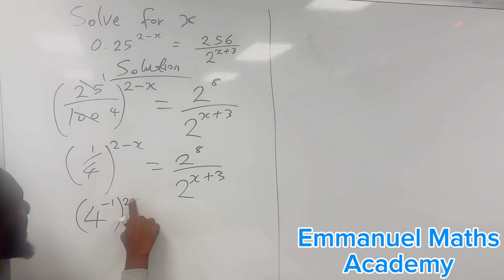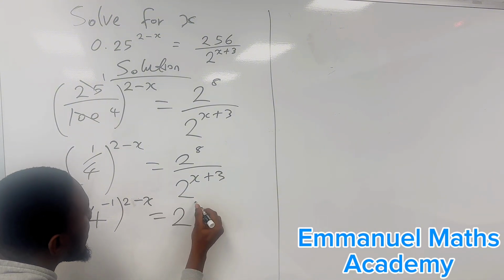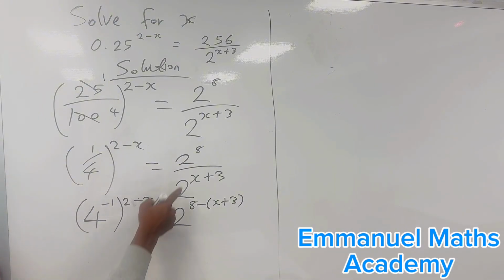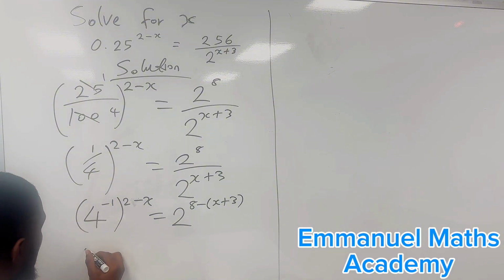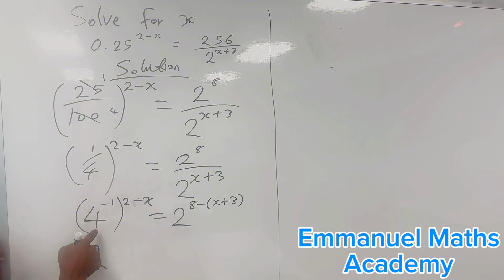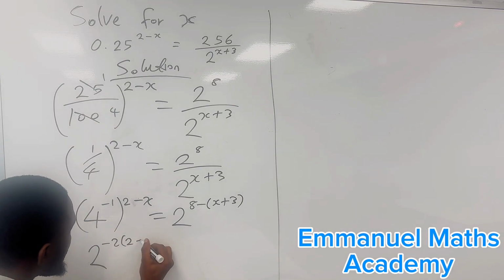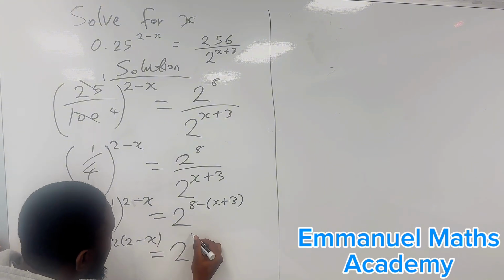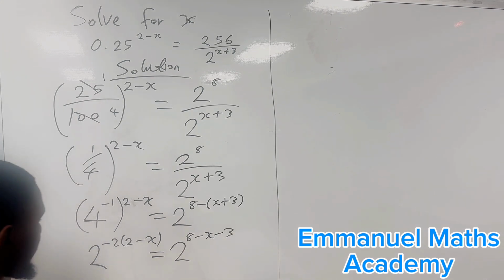2 minus x. You still retain your power, equal to 2 power 8 minus x plus 3. Right? From the basic law of indices, they are having the same base. Right? So from here, you have that 2 raised to power, this 4 power minus 1 is the same thing as 2 raised to power minus 2, 2 minus x equal to 2 power 8 minus x minus 3. Right?